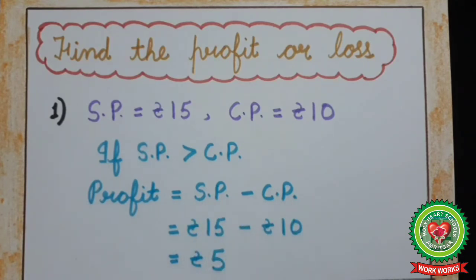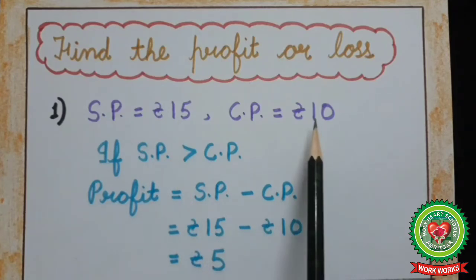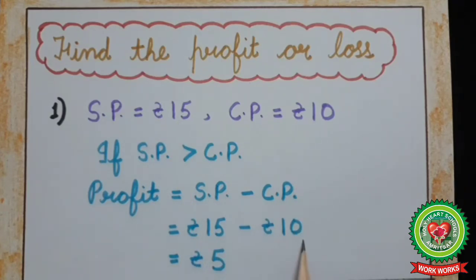After that, substitute the values of SP and CP. Here SP is rupees 15 minus CP is rupees 10. Rupees 15 minus rupees 10 will be equal to rupees 5. That will be your profit.